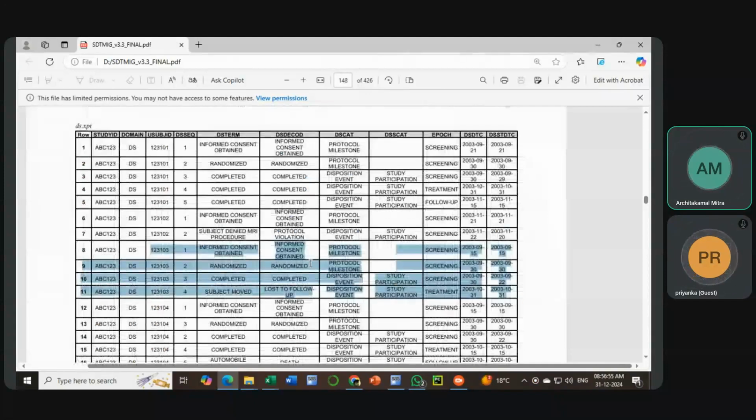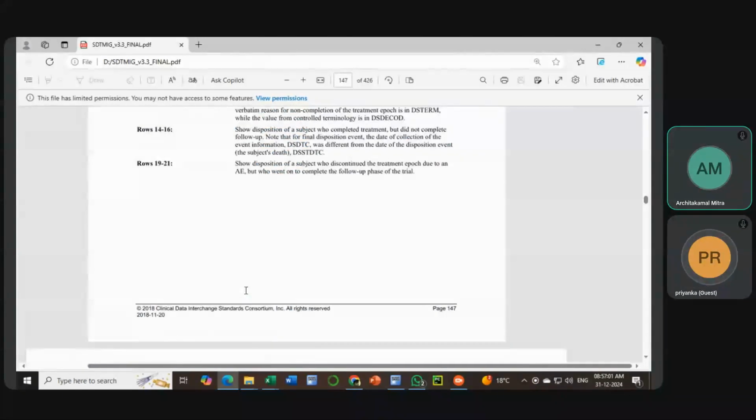in DS term. Why DS? What is DS term? Lost to follow up. Yeah, the subject moved somewhere, went from one place to where the study is happening. He just moved from there. While the value from control terminology is in DSDECOD.